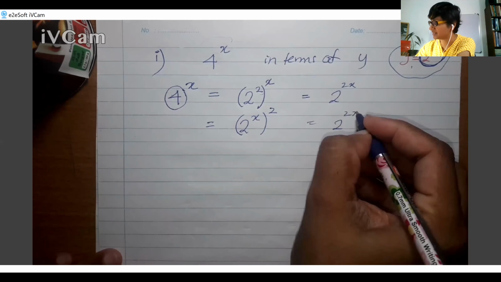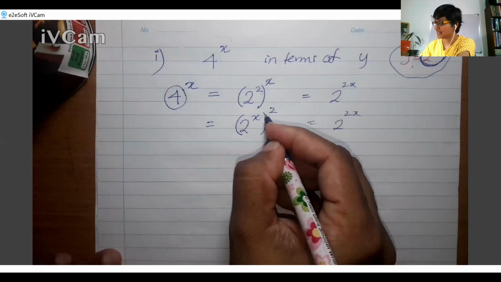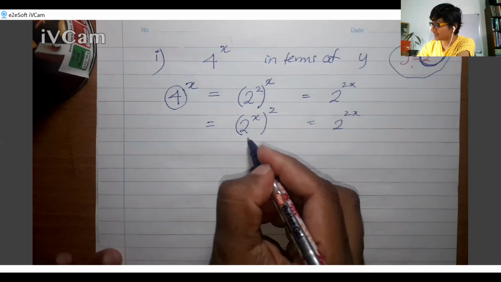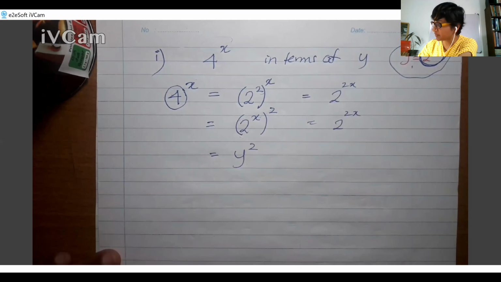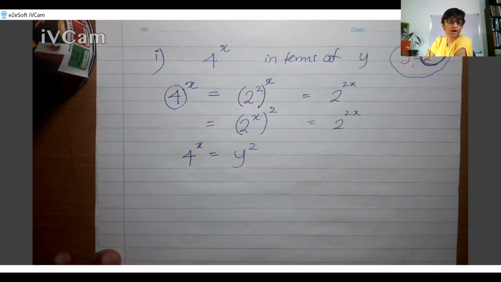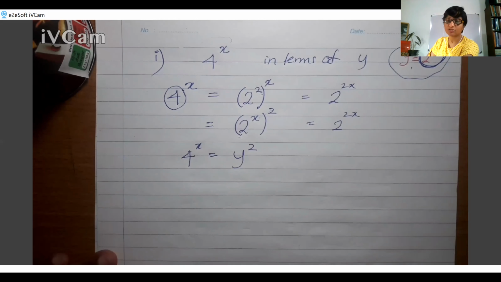I need to multiply these two. Right? Now, this is y. So, this is y squared. So, 4 to the power of x, I have now written in terms of y. 4 to the power of x is y to the power of 2, y squared.